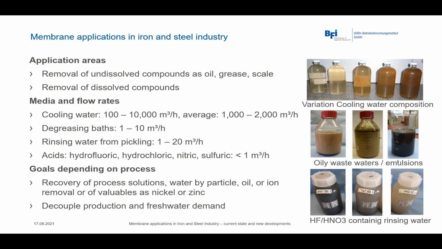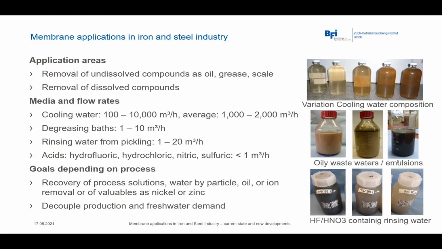So what are the dimensions we are talking about? We have here flow rates in the cooling water devices between 100 to 10,000 cubic meters per hour, on average 1 to 2,000 cubic meters per hour, degreasing baths with flow rates up to 10, or pickling baths up to 20 cubic meters per hour. And when it comes to waste acid, we have waste flows up to 1 cubic meter per hour, all depending on the size of the site we are talking about.